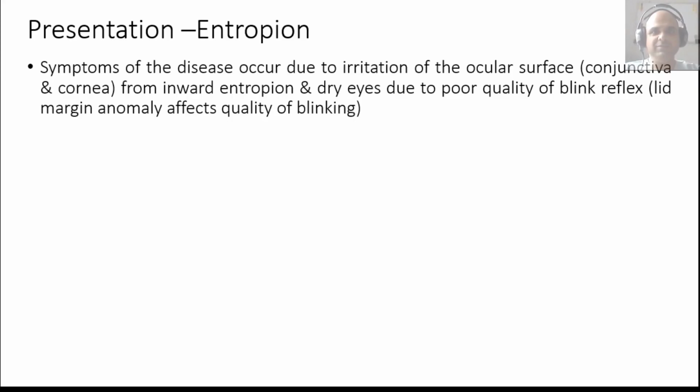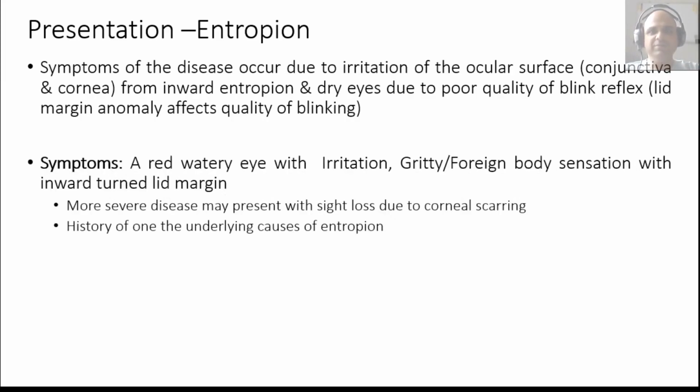The set of symptoms are also because the tear film is unstable simply because the quality of blinking is not normal or not good. So the symptoms are very similar to the symptoms of ectropion, with the difference that the lid margin is now turned inwards, and it may also have the lashes turned inward as well. The other symptoms of a red eye, a watery eye with a foreign body gritty sensation are similar to the symptoms of ectropion. The reasons are slightly different this time.